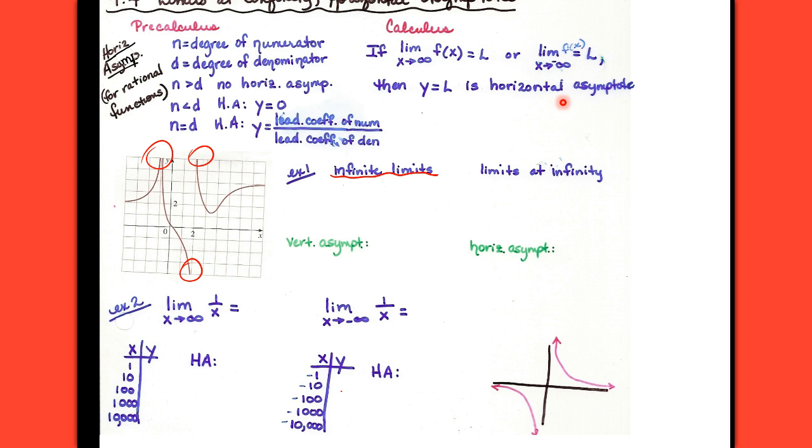And so we also had a practical way of finding horizontal asymptotes in Precalc, and that was by comparing the degree of the numerator and the denominator when I had rational functions. So if the degree of the numerator was larger than the degree of the denominator, I didn't have a horizontal asymptote. If the degree of the numerator was less than the degree of the denominator, then my horizontal asymptote would be y equals 0. And if the degree of the numerator equaled the degree of the denominator, then my horizontal asymptote would be the leading coefficient of the numerator over the leading coefficient of the denominator.